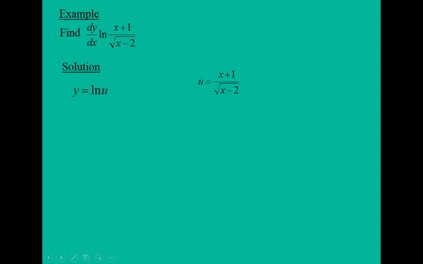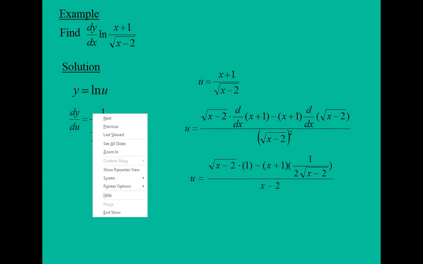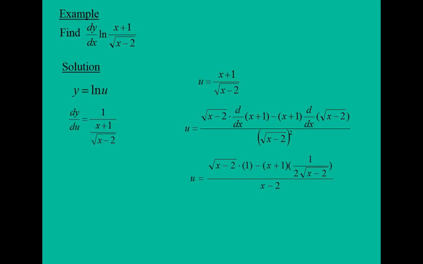Now the other technique, if you just looked at this problem and said, well, I see the inside function as (x plus 1) divided by the square root of (x minus 2), and then the outside function is ln of u, we're going to have to apply the quotient rule when we take the derivative, du dx. And then dy du, and here this is du dx.